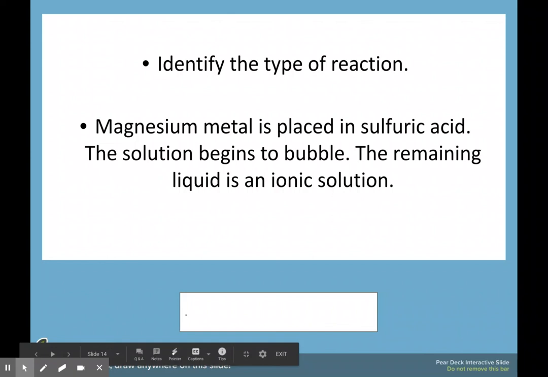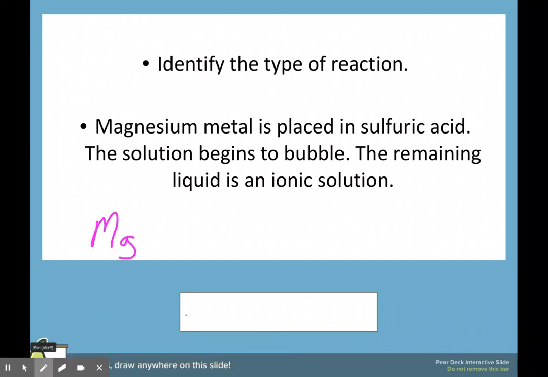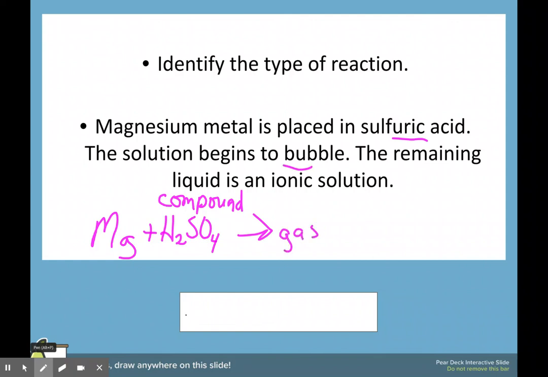Magnesium metal, so we can go ahead and kind of note that. Magnesium is placed in sulfuric acid. And sulfuric acid is a compound, so that's going to be H2SO4. But you really don't need to know that. You just need to know it's a compound. It begins to bubble. Bubble means I've got a gas produced and a liquid.